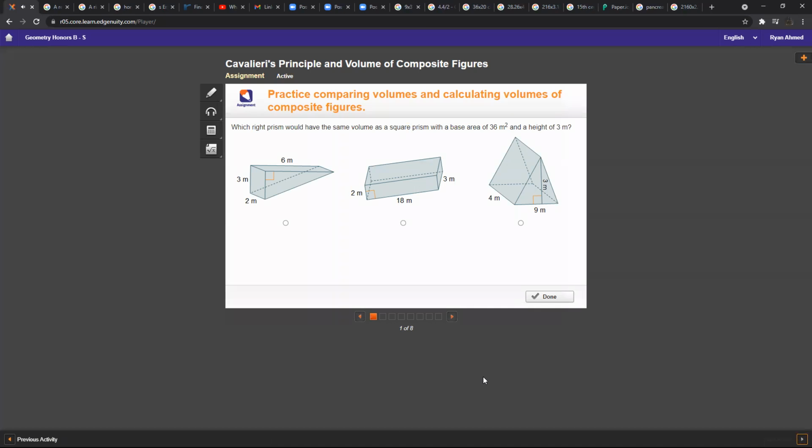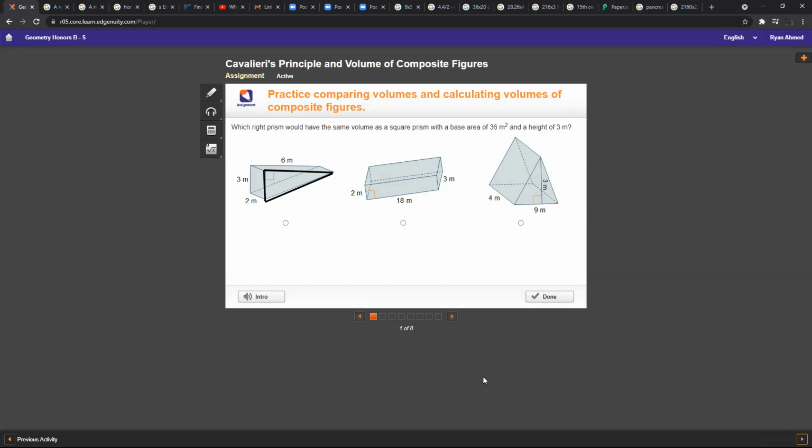So which right prism would have the same volume as a square prism with a base area of 36 square meters and a height of 3 meters? What we can do is find the volume of all of these, the first and then the second and then the third. Sorry, we want to start by finding the area of the base. So the base is going to be this triangle. So let's see if we can find the area of the triangle. And then after we have that, it'll be really easy to find the volume.